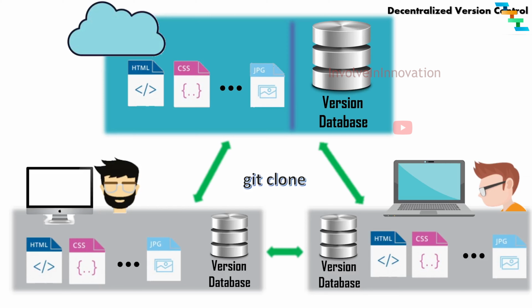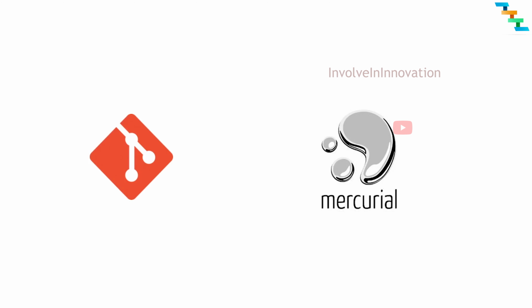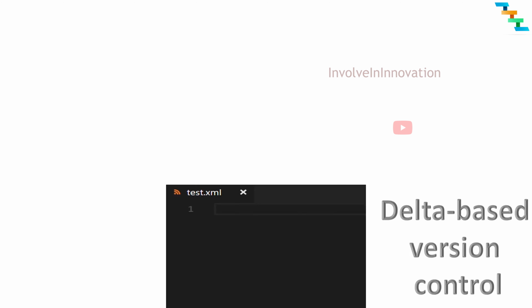Now we will see, based on how we represent the versions, it is divided into Delta based version control system and Snapshot based version control system. Delta based version control systems store information as a list of file based changes.